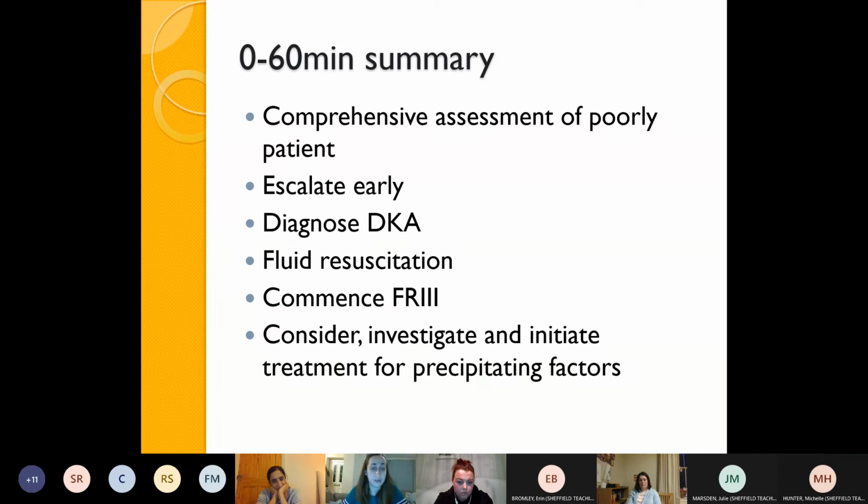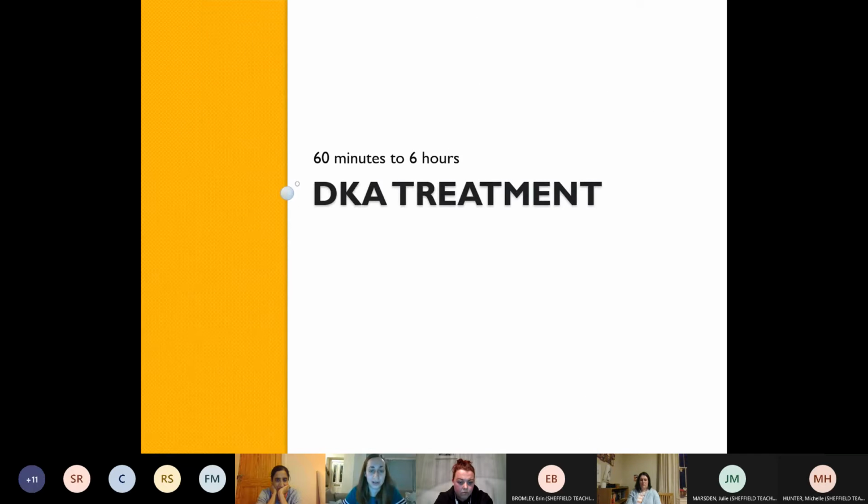So in summary, for the first hour, we just need to do an A to E assessment, get them started on the IV insulin and fluids, and escalate those that need escalating early, and start trying to think about why they have gone into DKA and start treatment if we can. It's a lot to do in an hour, I know, especially for those that you can't get a cannula into. So the next up to 6 hours.